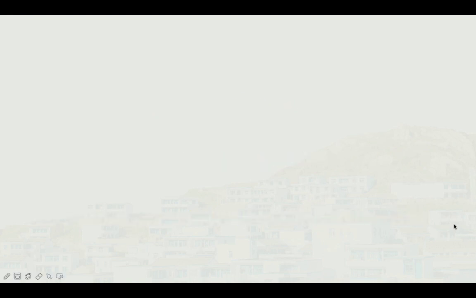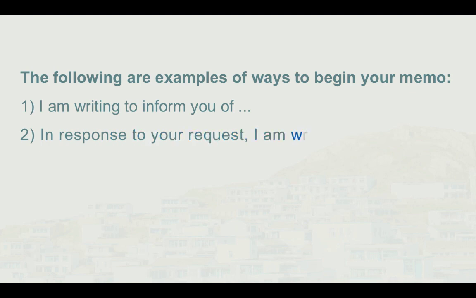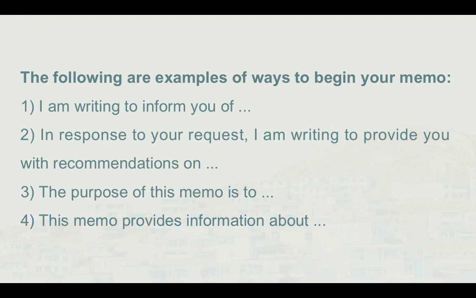The following are examples of ways to begin your memo. 1. I am writing to inform you of. 2. In response to your request, I am writing to provide you with recommendations on. 3. The purpose of this memo is to. 4. This memo provides information about.